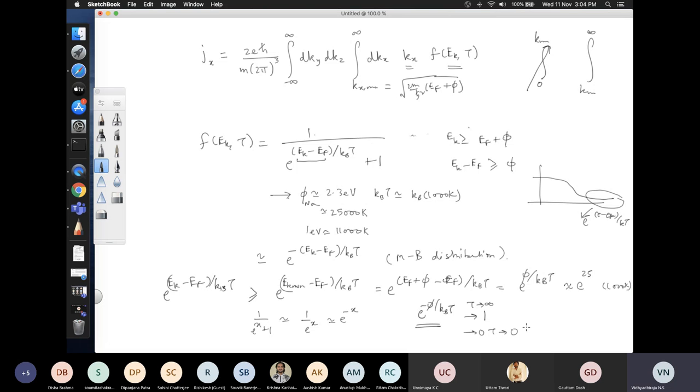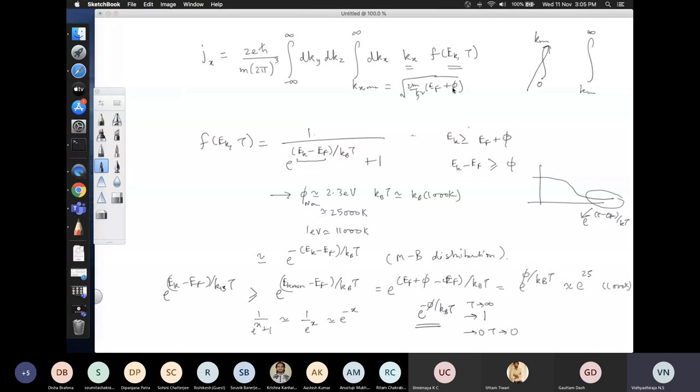So this is the reason why metals kept at room temperature will not emit electrons. Only when they are heated to very high temperatures, of the order of 1000 Kelvin, will they start emitting electrons. Is that clear? Is this point clear? Yes, sir.